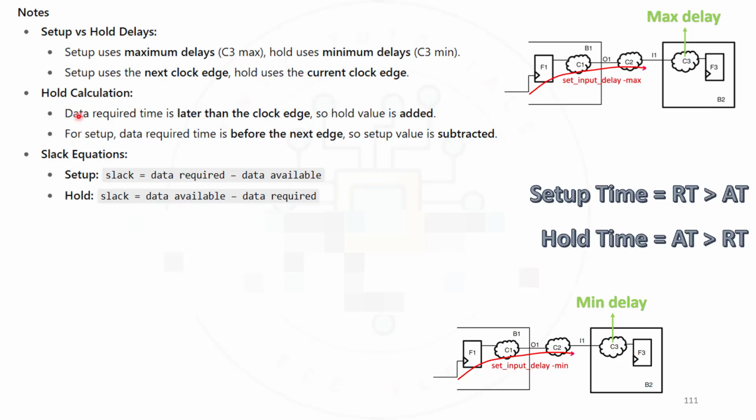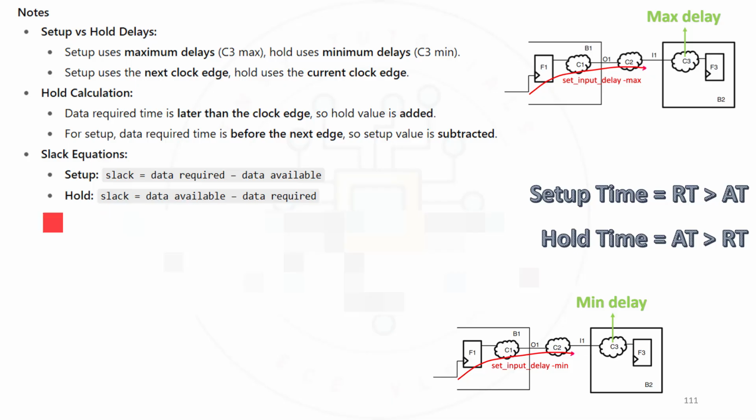Next, coming to hold calculation, data required time is later than the clock edge. So hold value is added, whereas for setup, data required time is before the next edge, so setup value is subtracted. As I told you, for setup, total time period minus setup we take, whereas in case of hold, only hold time will be taken. Next, coming to the slack calculation, for setup, required time should be greater than the arrival time, so that's why it will be required time minus arrival time. Whereas in case of hold, arrival time should be greater than required time, so it will be arrival time minus required time.